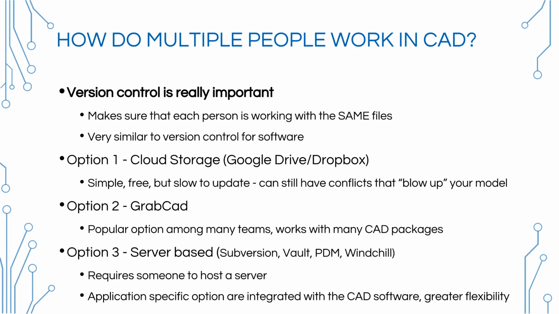So there's a couple different options that are available to teams, ranging from simplest to most specific or most advanced here. Option 1 is just cloud storage, right? Google Drive, Dropbox, someplace where you can dump files that everybody can access and open a copy of the file that's the same for everybody. They're simple, they're free, but they can be really slow to update.